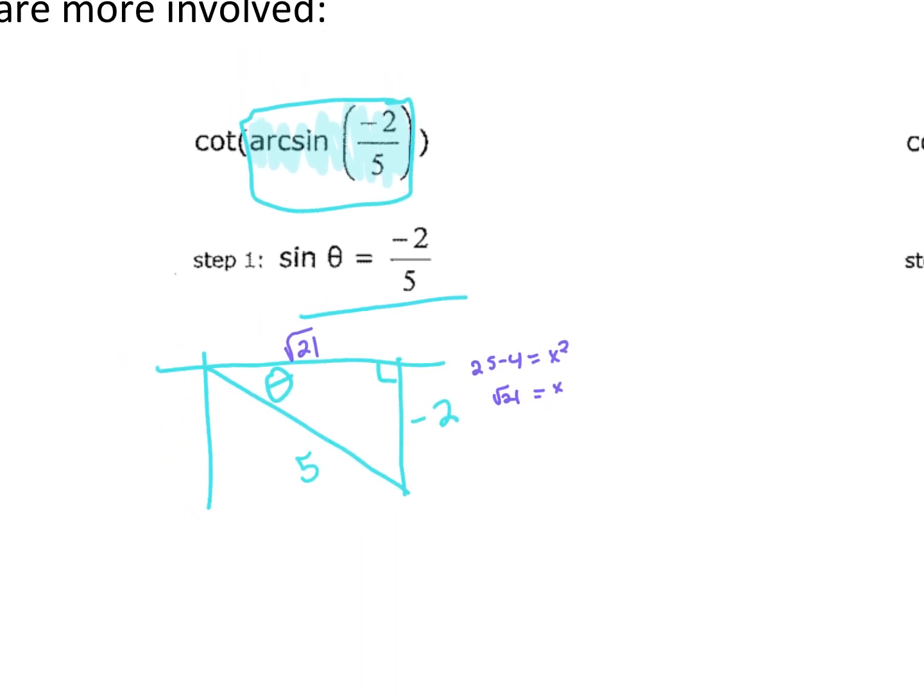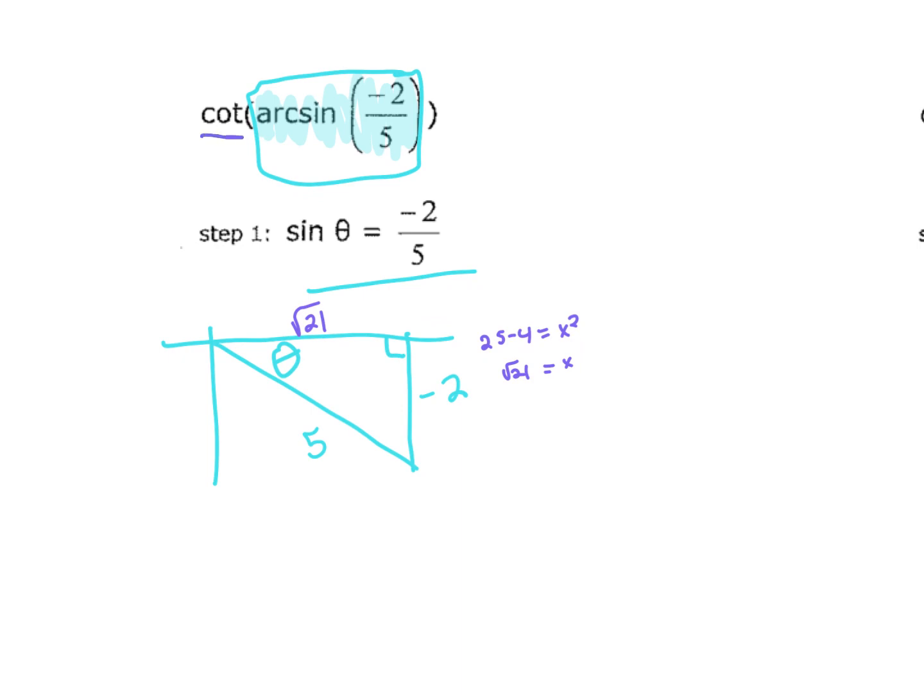So now that we have our triangle, what this is ultimately asking us to do is figure out what the cotangent of that angle is. We don't even figure out what the angle measure is, but we know what the ratio is for it, and that's what this is asking us to find. So the cotangent, we know tangent is opposite over adjacent, so the cotangent is going to be adjacent over opposite. So we get the square root of 21 over negative 2.